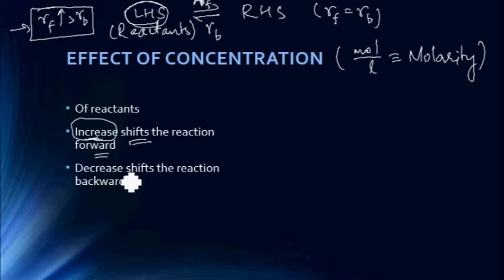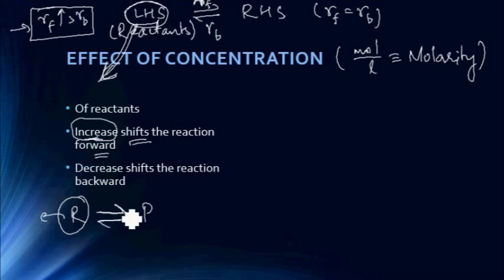What happens if I decrease the concentration? The opposite thing happens. If I decrease the concentration on the left hand side, that is, if I remove some of the content from over here and take it somewhere else, the state of equilibrium has been disturbed, so the reaction will shift either forward or backward. This time it shifts backward, that is, it increases the rate of backward reaction and makes it greater than the forward rate of reaction. So this is what happens with increase or decrease of concentration of reactant.